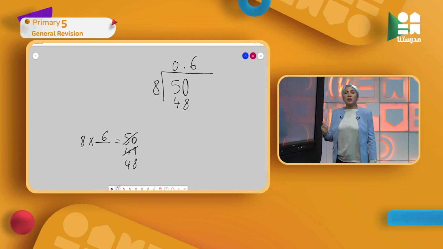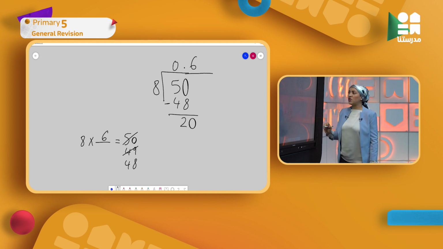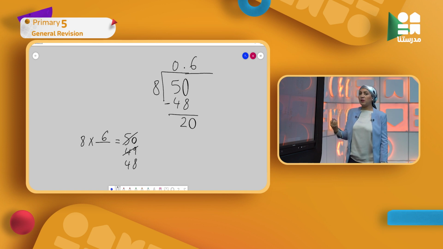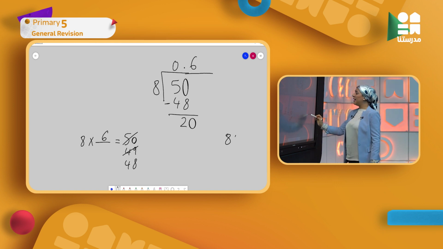Do you remember the dad, the mom, the sister, and the brother? So here I use the sister, I subtract. 50 minus 48 is 2. Again, the 2 is smaller than the 8, so I will borrow a 0 to make it bigger and be able to divide by 8. But not every time I borrow a 0 do I put a decimal point up there. The decimal point is put only once, at the beginning, the first time that I borrow.